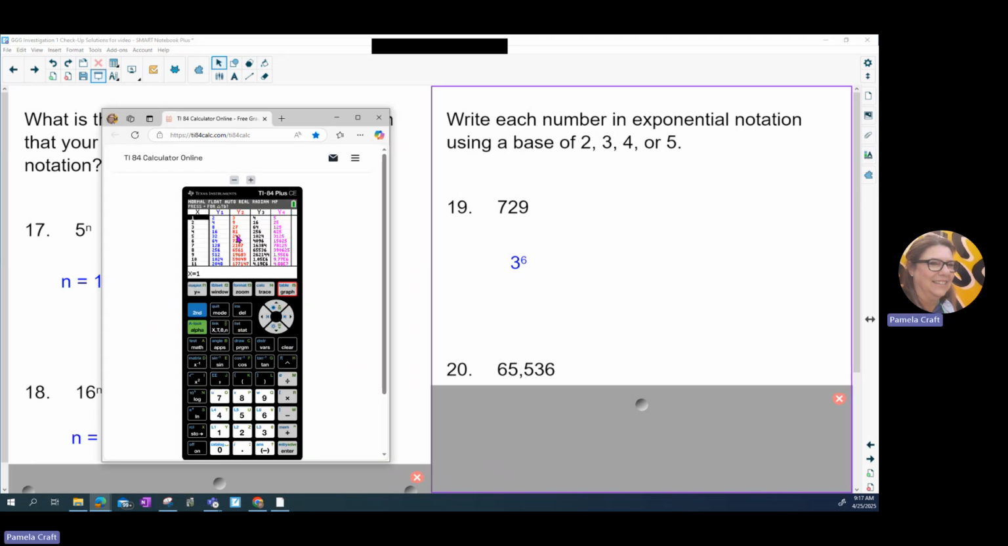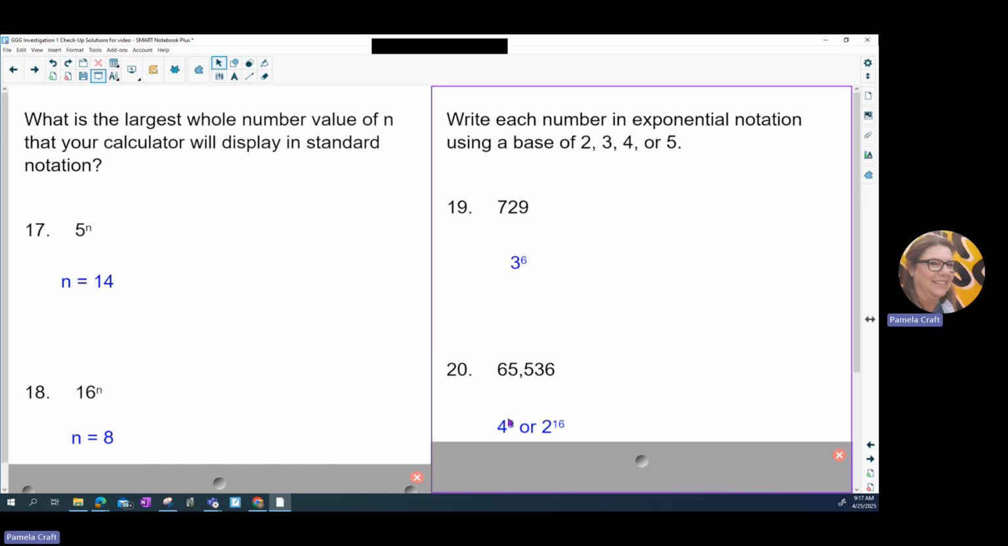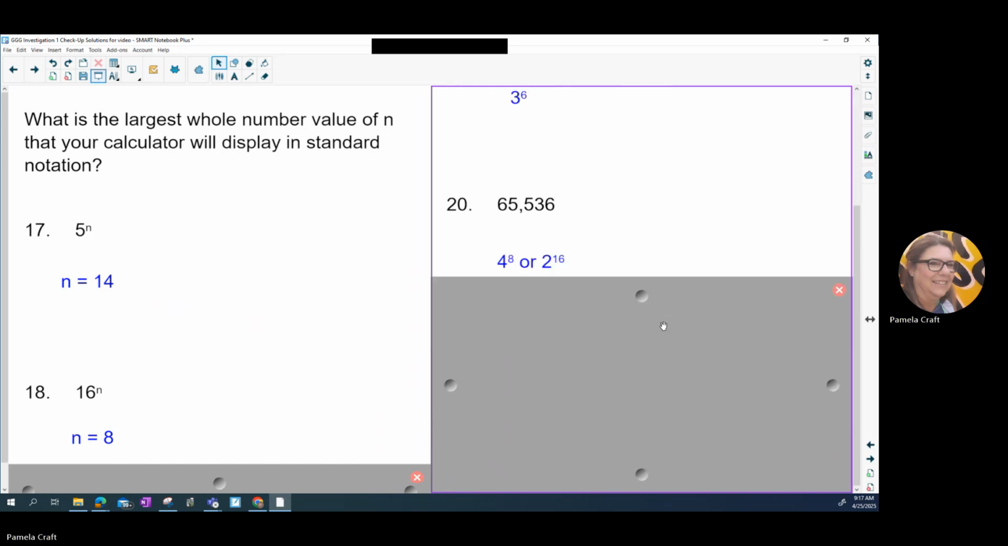Again, I'm looking for that number in here. And I see it over here in the 2, 3, 4 column, 65,536, 4 to the 8th power. But if I scroll down, and I know some of you gave me this answer as well, if you scroll down in the 2 column, you also get it at 2 to the 16th power. So either of those are correct answers, 4 to the 8th power or 2 to the 16th.